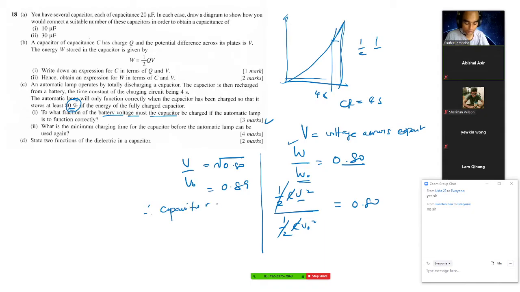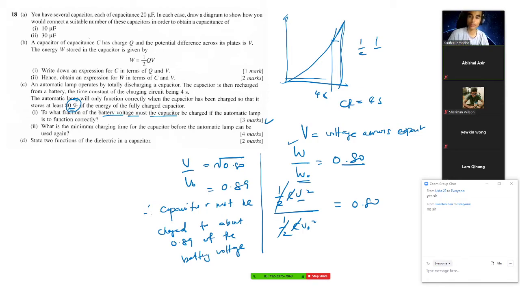So the capacitor must be charged to about 0.89 of the battery voltage. It must be charged to 0.89 of the ratio to the battery voltage, then it can function.